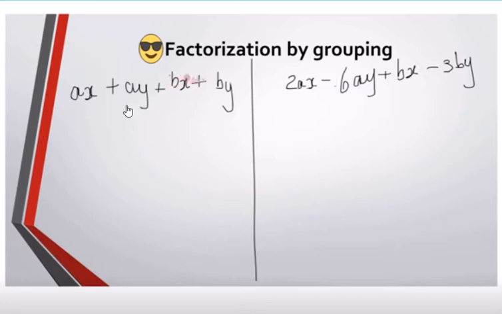Okay, so let's look at the first pair. What term is common in the first pair? We can see there that A is common, so we are going to factorize out A. Let's take a look at the second pair. What is common in the second pair? We have bx plus by. We can see that b is common. Alright, so let's do it again. We're going to group these 4 terms into pairs.